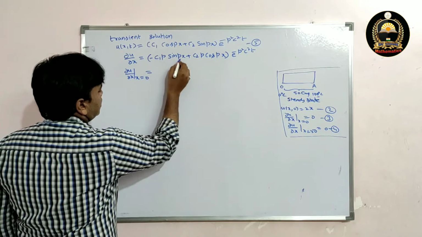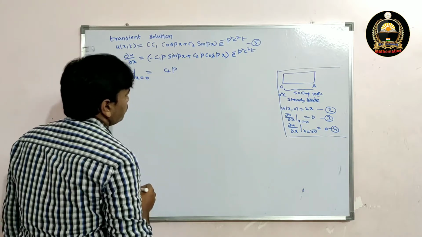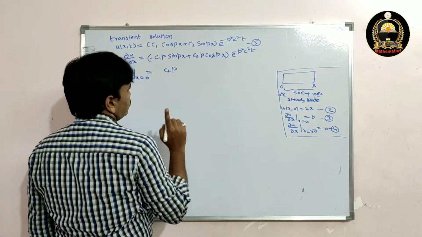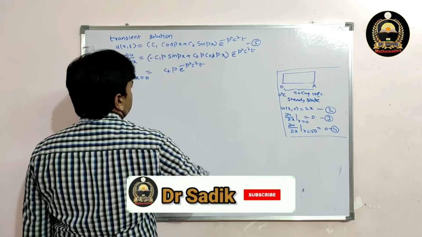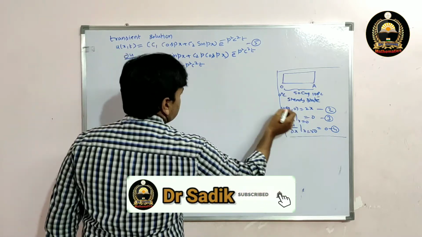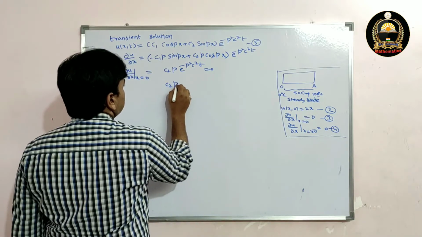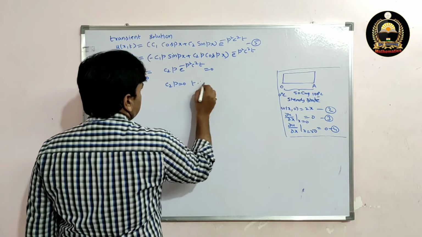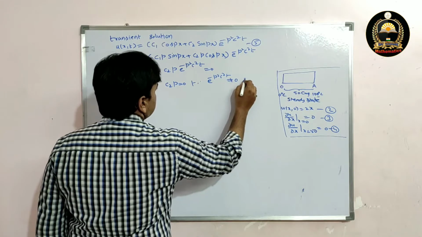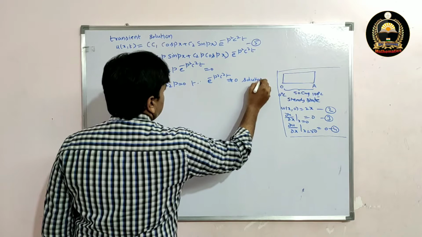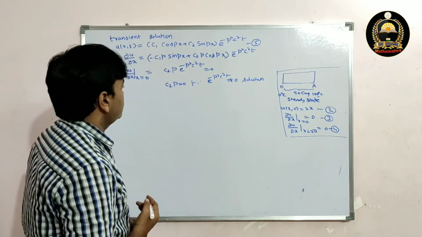So sin 0 is 0, C2 into p cos 0, value is 1, into e power minus p square c square t, students. This value is equal to 0. Clearly here C2 into p is equal to 0, since e power minus p square c square t is not equal to 0, because it is a solution. This is the general solution, students.